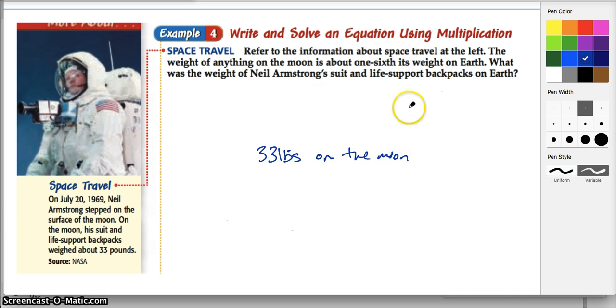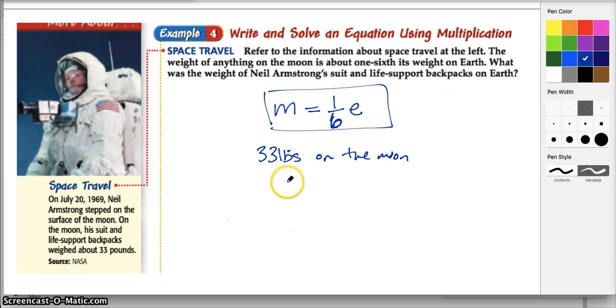And we're given some information here. It says the weight of anything on the moon is about 1/6 its weight on Earth. So the weight of things on the moon is equal to 1/6 the Earth weight. So this is my little mental device to help me figure out where I'm going to put what. So we want to know how much did this stuff weigh on Earth. So E is going to be our variable if we know how much it weighed on the moon.